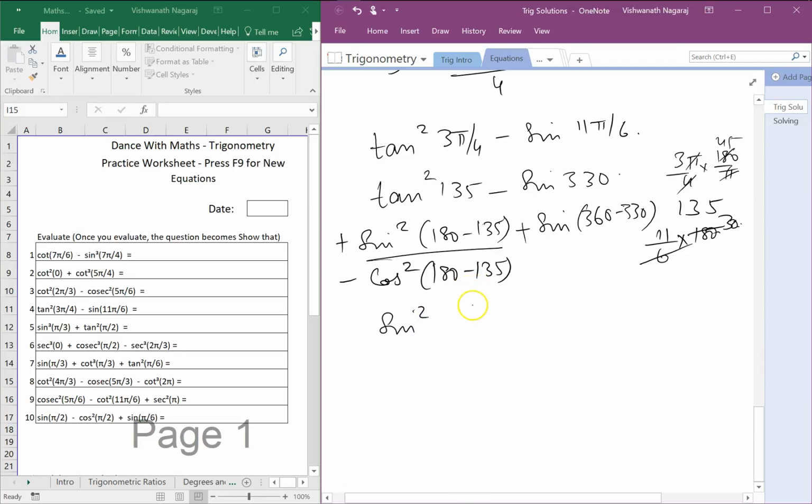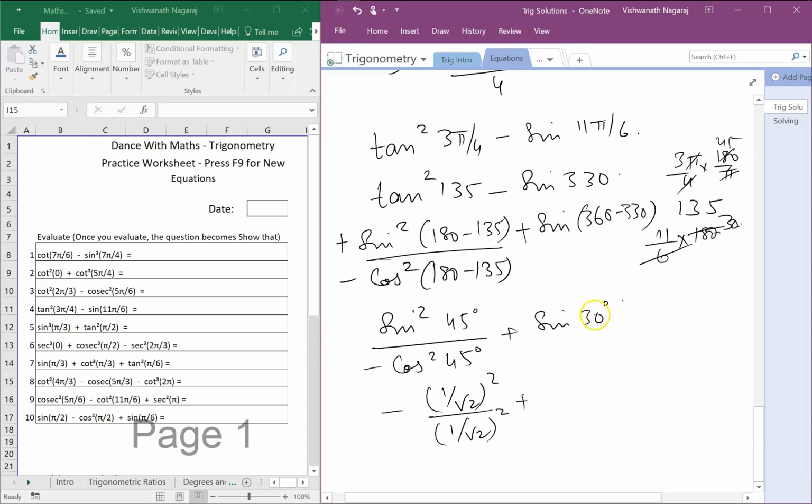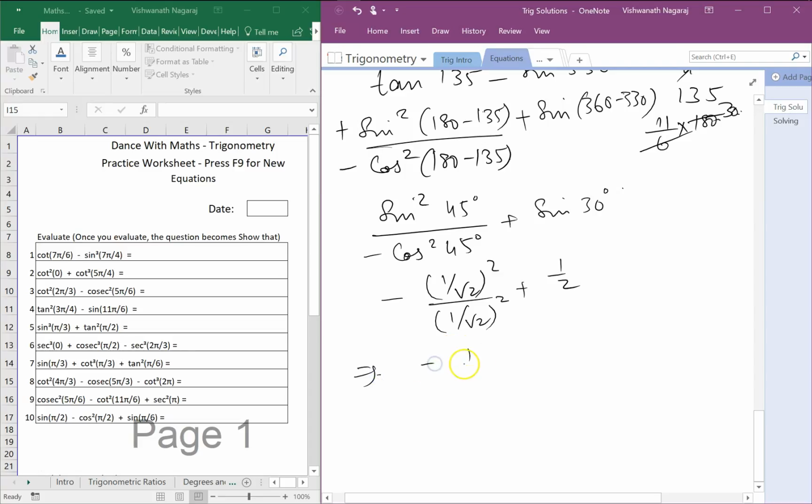So which means tan square 180 minus 135 is how much? 45 degree. It looks like 450. 45 degree minus cos square 45 degree plus sine 30 degree. So this becomes what? We can take the negative sign up of 1 by root 2 square divided by 1 by root 2 square plus sine 30, which is 1 by 2. So minus 1 plus half, which is equal to minus half. Or we could have just directly cancelled this here, so it would have been left with minus 1.